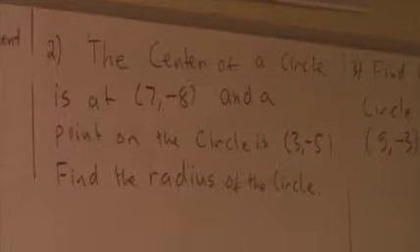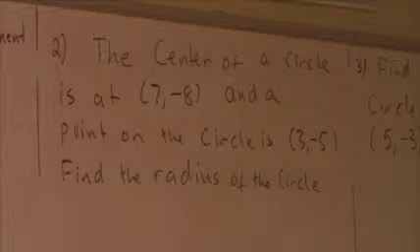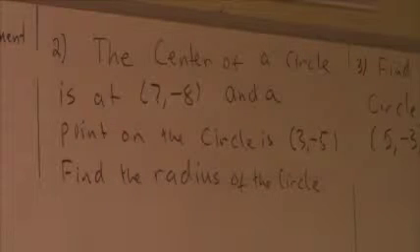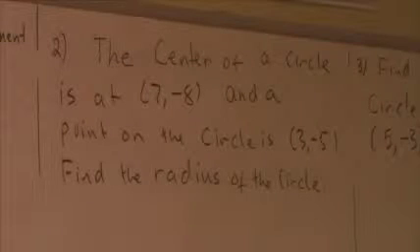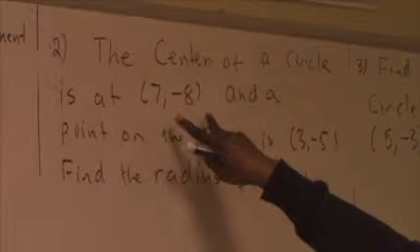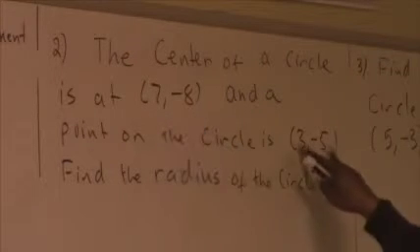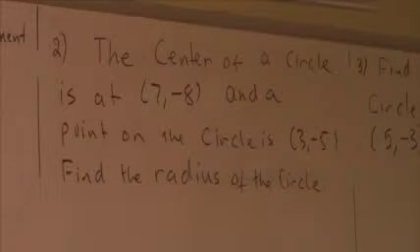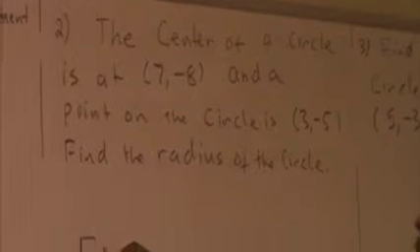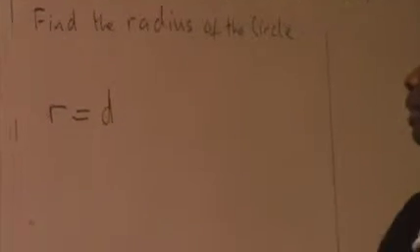-8. And the point on the circle is 3, -5. Find the radius. So you know that basically the radius is the distance from the center of the circle to a point on the circle. So if we're to find the distance from this center to a point on the circle, we have the radius. So the distance that we're interested in, our radius here, will be the distance that we want to find. Correct? The distance between the 2 points.